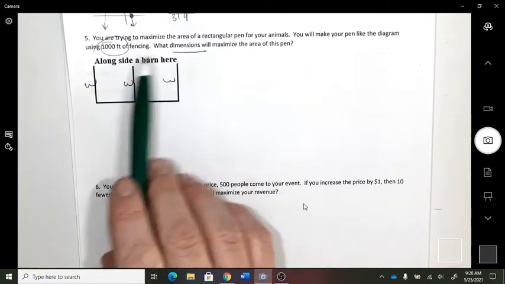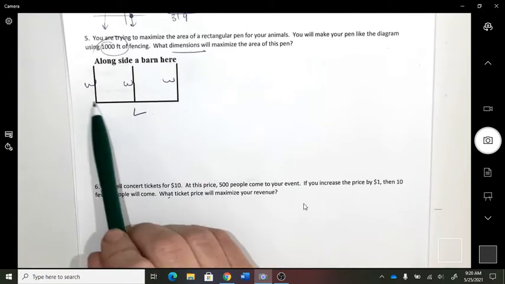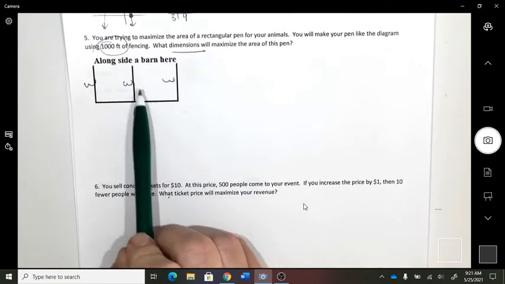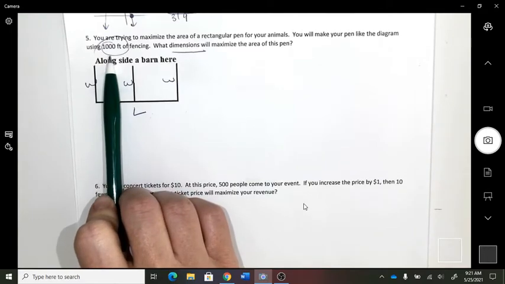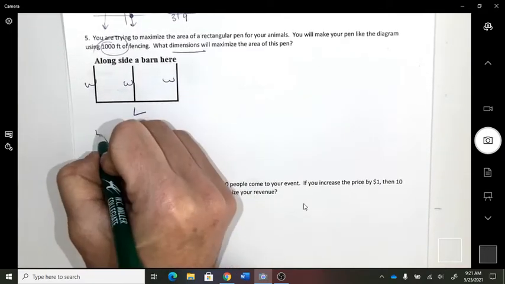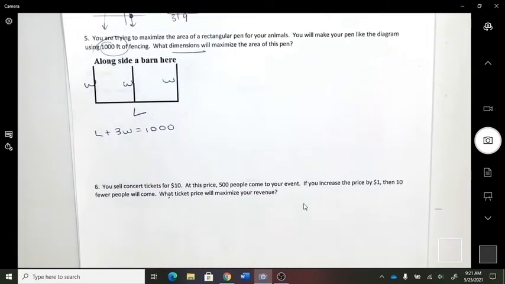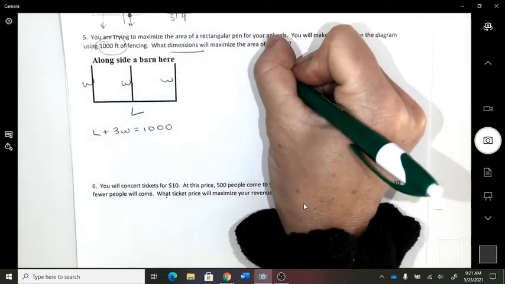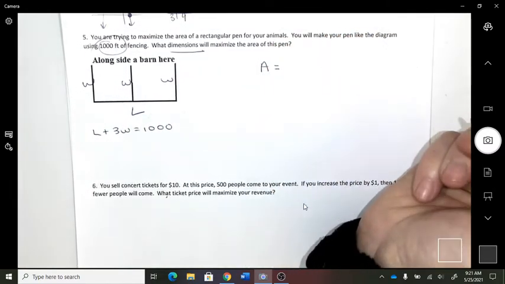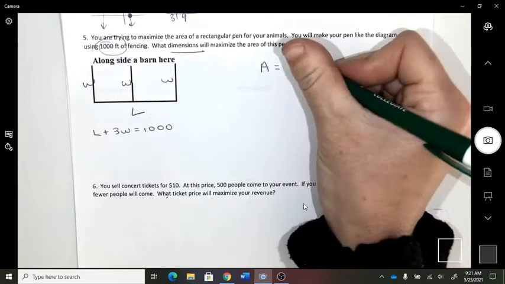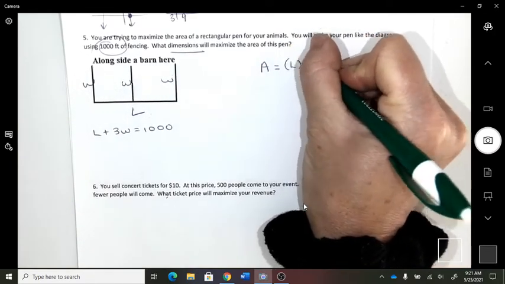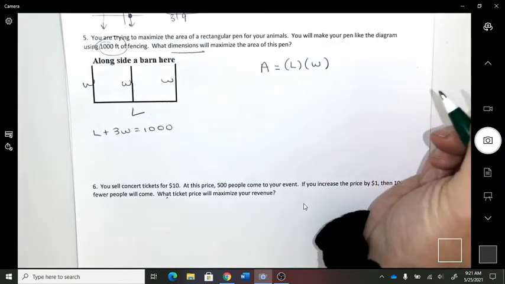So now, what do I know? I know that all of those add up to 1,000 because that's how much fence I have. So all of that fence will total 1,000. Okay, so the next thing I know is that I want to maximize the area. So area is a formula for a rectangle, length times width.